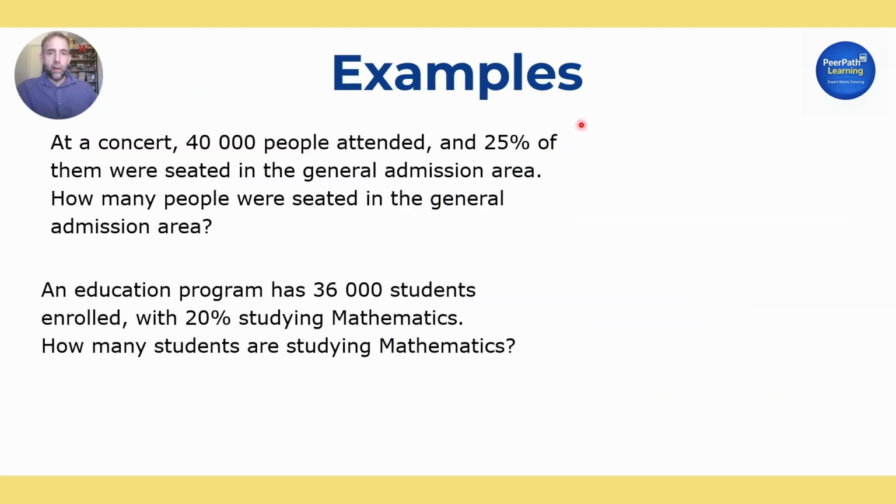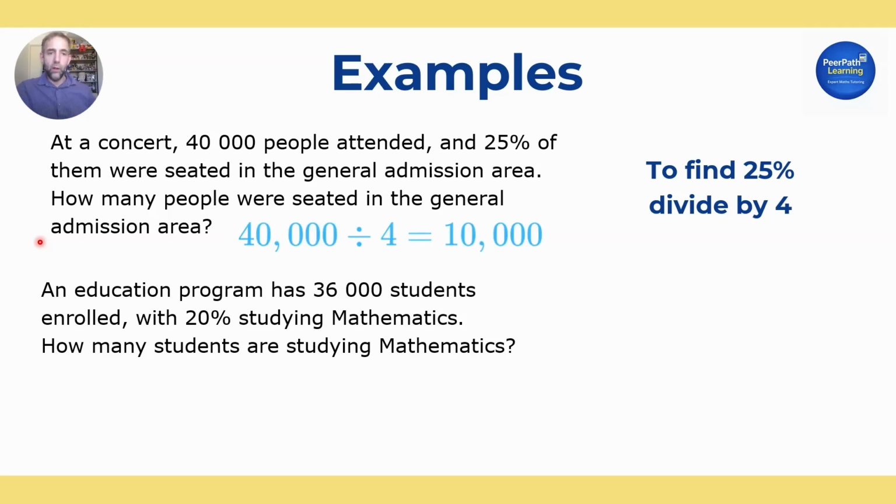So the first one, it says at a concert, we've got 40,000 people who attended, and 25% of them were seated in the general admission area. We want to figure out how many people that is. So we've been asked to find 25%. So from the previous slide, to find 25%, you can just take your total and divide it by 4. So if we have 40,000 people, we just do 40,000 divided by 4, and that's 10,000. And there you go, you've got your answer straight away.